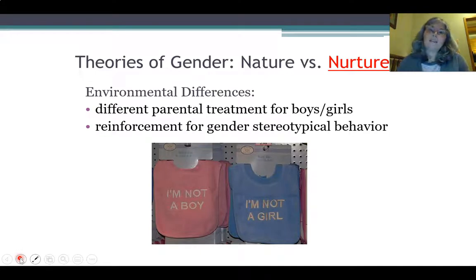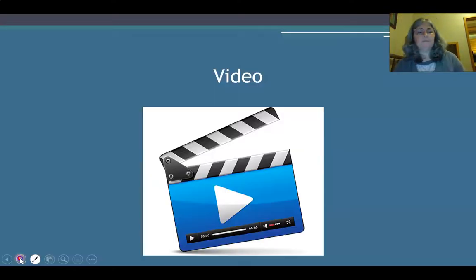And next is also that the children themselves get reinforced for gender stereotypical behavior. So when we see the little girl dress up in her tiara and her shoes, we all say, oh, that's so cute, and we tell her how pretty she looks. And when we see the boys playing rough, we encourage that as well. So we are reinforcing the things that we want to see when we see them behave that way.